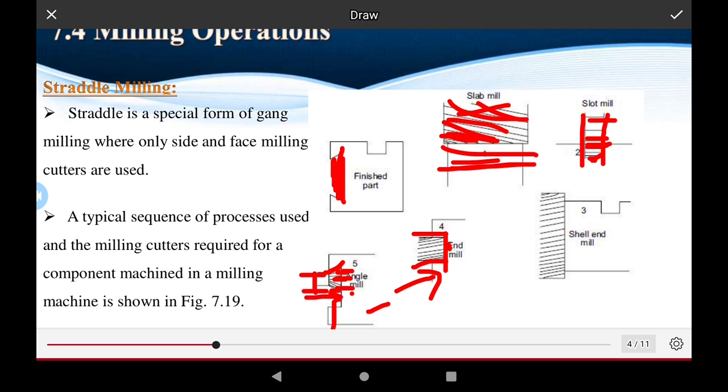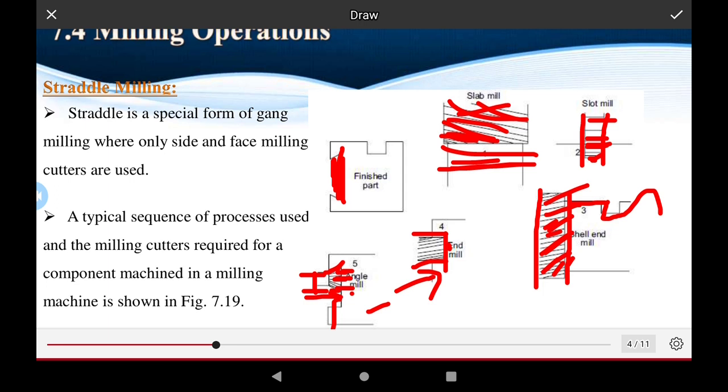The option is the fourth, this is the large one, okay. And this is the shell end milling cutter, used for a very large size. The shell end mill is a large size milling cutter. And the holding devices are used for holding the workpiece, okay.